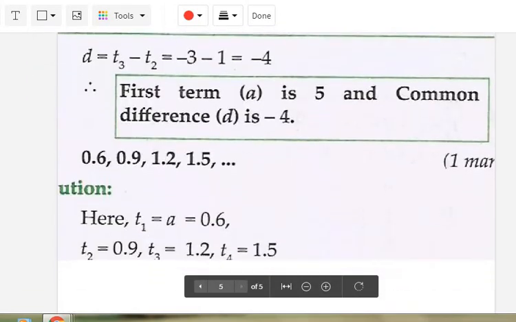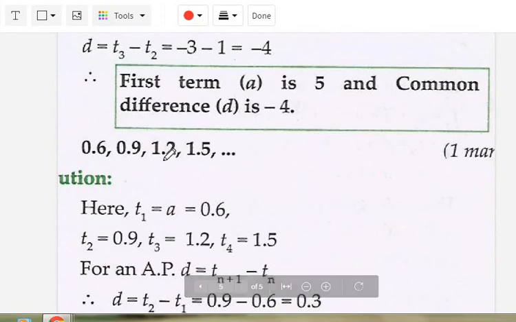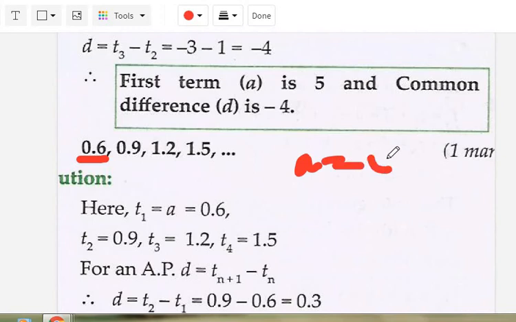Now second example is 0.6, 0.9, 1.2 and 1.5. Now see here, this is T1. Your first answer is over. T1 means first term is 0.6. T1 is equal to A is equal to 0.6. That is your first answer, 0.6.